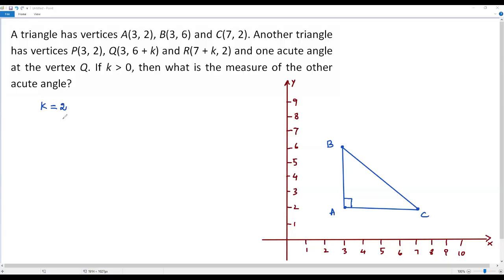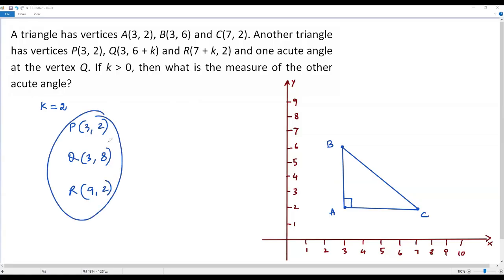In that case, let me write the vertices of the other triangle. For P, both the X coordinate and Y coordinate are clearly known, that is (3, 2). For Q, when I plug in k equal to 2 over here, 6 + 2 will become 8. That is, the X coordinate will remain the same and the Y coordinate will become 8 when k is equal to 2. And for R, the X coordinate will become 9 when k is equal to 2. That is (9, 2). So these are the three vertices for the other triangle when k equals 2.